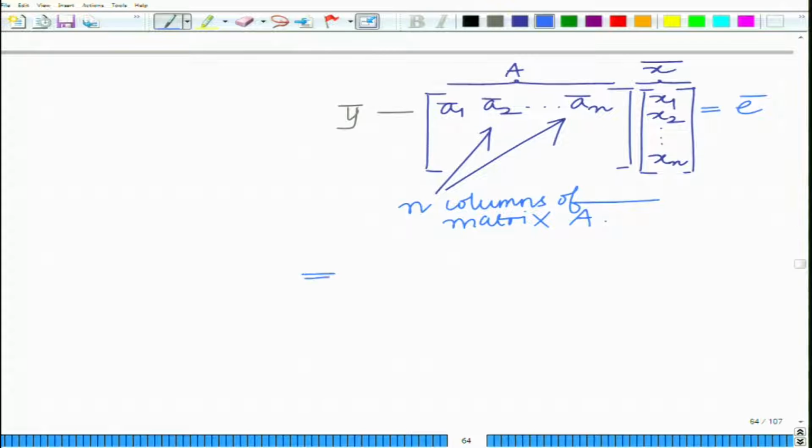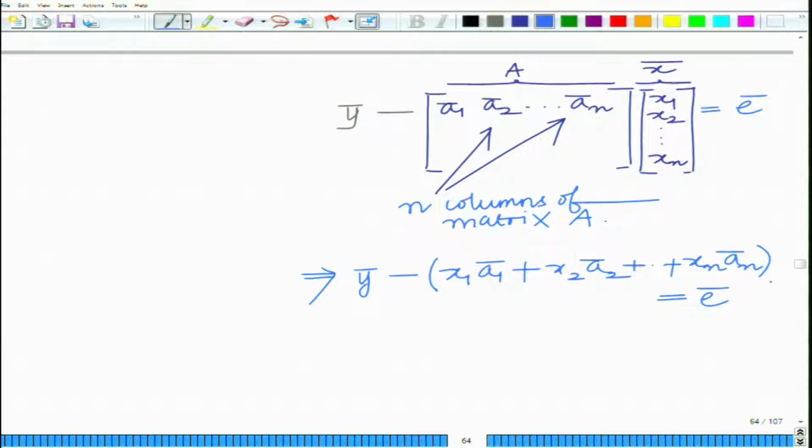and so this implies that y bar minus, now if you multiply this out, you will get y bar minus x1 times a1 bar plus x2 times a2 bar plus so on until xn times an bar, this is equal to e bar, the error vector.